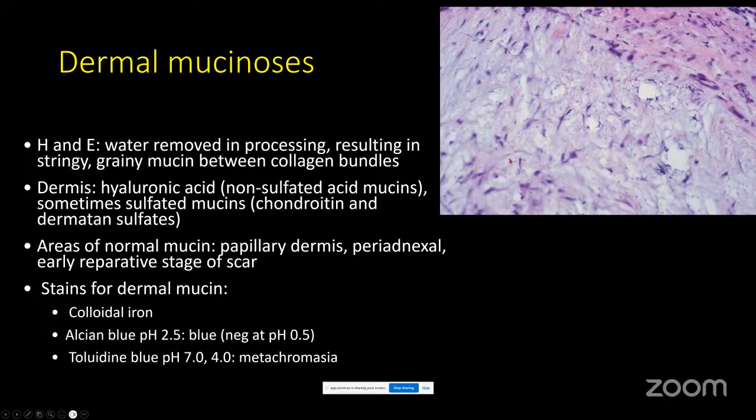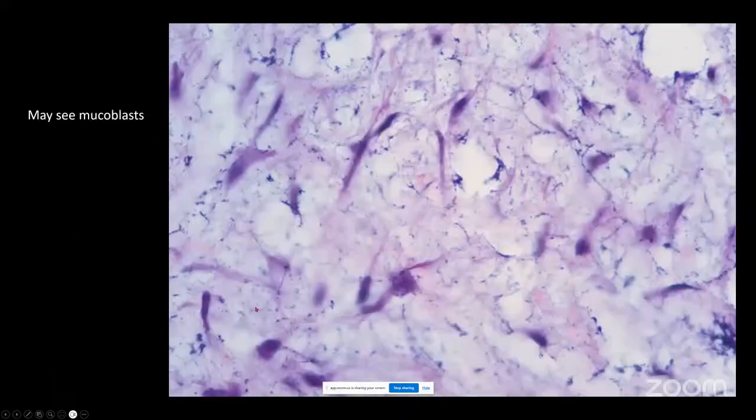And we can usually see it under H&E as this grayish, bluish, stringy, granular stuff. But the stains we can use to highlight it even better include colloidal iron, Alcian blue at a pH of 2.5 as opposed to a lower pH, and toluidine blue, which is more of a purplish color. I personally like to use the colloidal iron. I'll show you examples of that later.